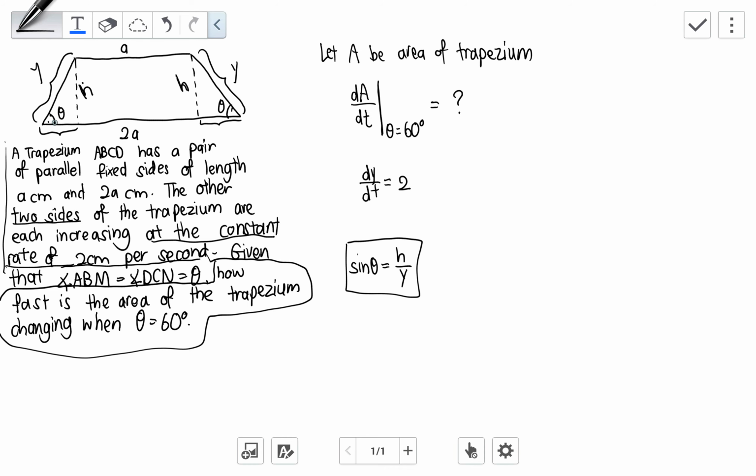Okay, because the cosine theta will equal this side over this side. Right, since this side and this side are the same, then this side and this side must be the same. Okay, because we can also think of it as the rule of congruency and similarity.